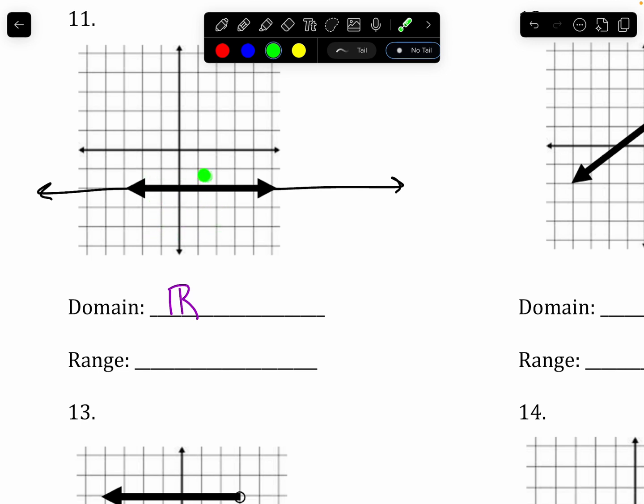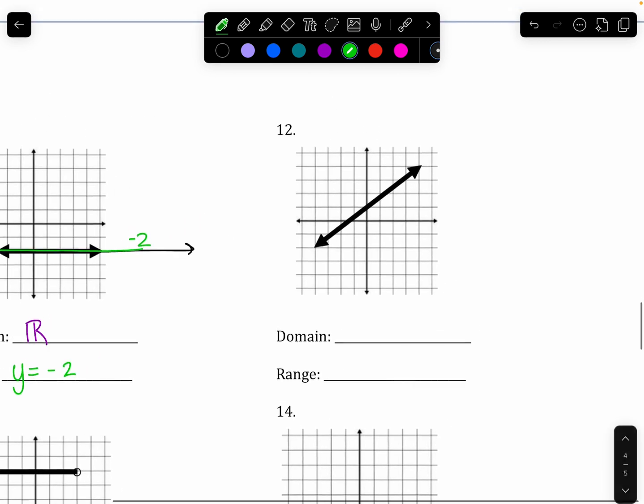My range, on the other hand, I don't have any y values that exist in my graph down here or up here. They only exist here. That y value is -2. If you were to draw a line across so you can see it, that is at -2. So my range here is y is equal to -2.